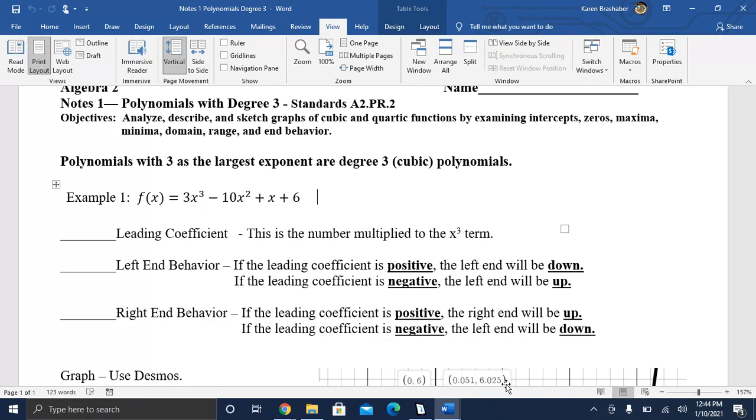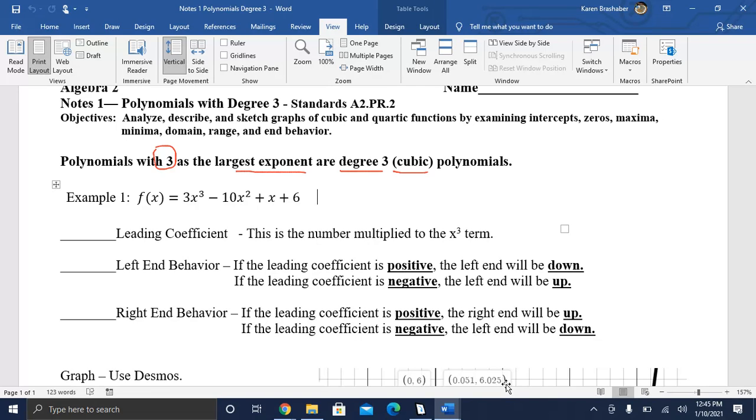For our second semester, we're going to start off with the topic of polynomials. And to start polynomials, we're going to look at a certain type. And these are going to be what we call cubic or degree 3 polynomials. So you'll determine that you're looking at a degree 3 by looking at the largest exponent on any of your variables. And if that exponent is a 3, then you have a degree 3 or cubic polynomial.